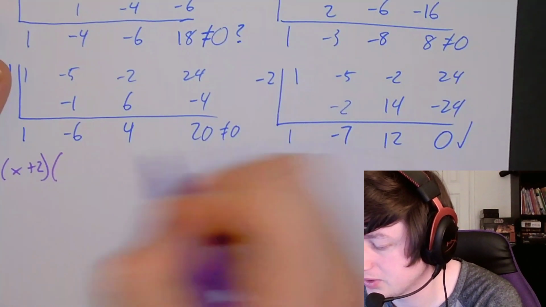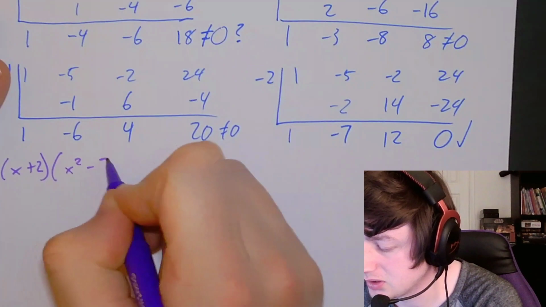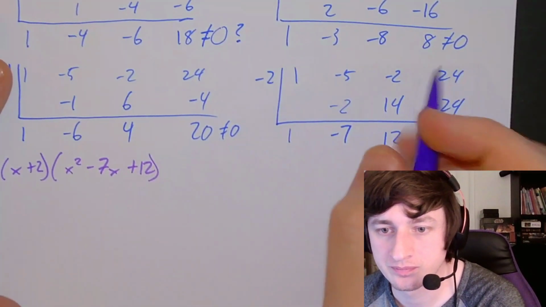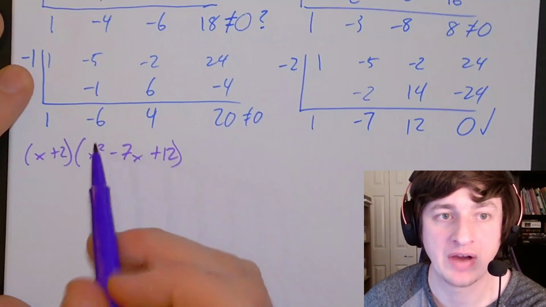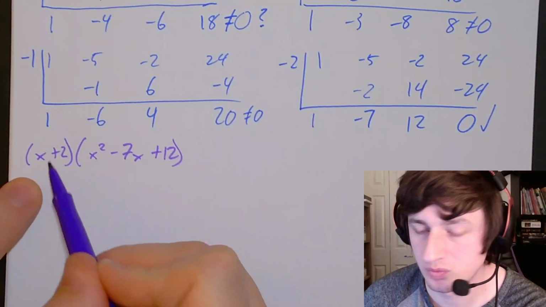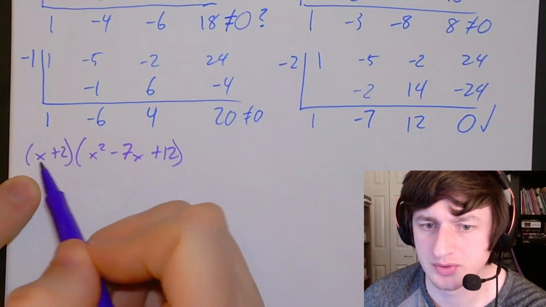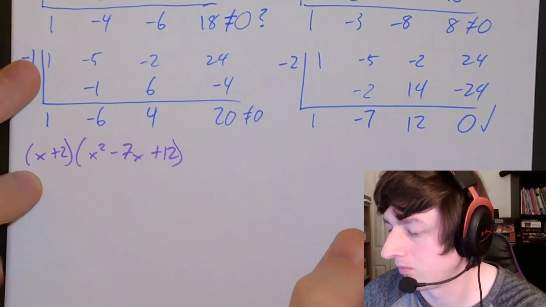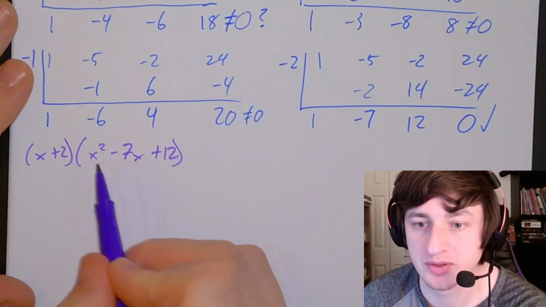And then what we're left with is 1x squared minus a 7x plus a 12. So that is my factored function with x plus 2 being factored out. It's plus 2 because this is the opposite of this. If I put in negative 2 into here, then I get a 0. So we're not done factoring. We need to factor this thing.